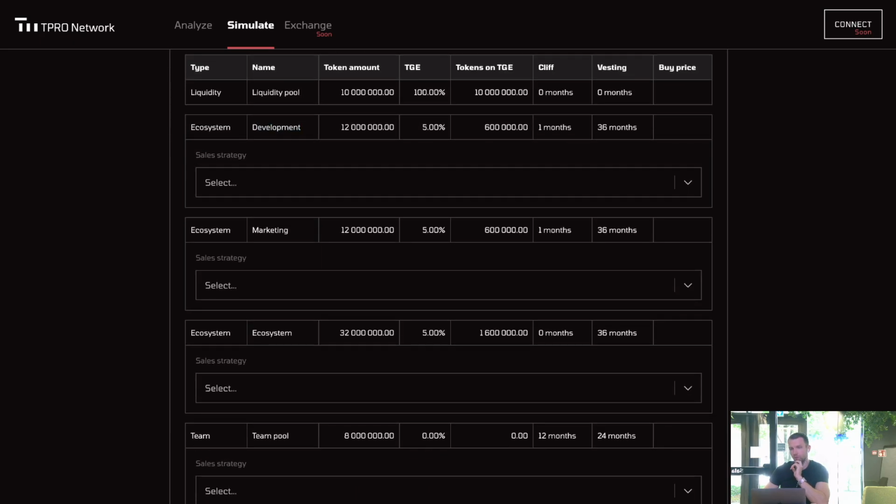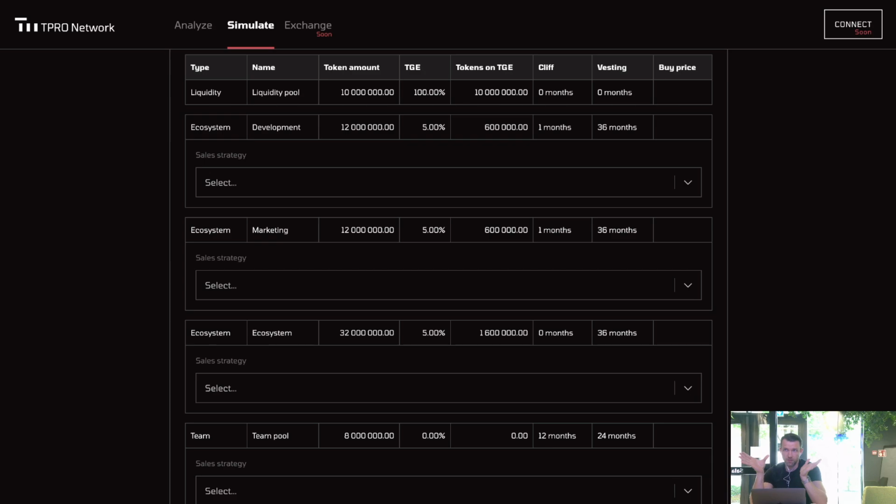And of course, we have assumptions like, okay, there is an ecosystem round for development, right? And during token generation, there is only like 5% of them available. And there is a 1 month cliff, which means, okay, besides this TG amount, for 1 month they will not have any more tokens available. And then they will be, for example, linearly available to them through the period of 36 months, right? So this is one of the conditions that we have. These are our supply boundaries that we already have because of the tokenomics that was in the project.